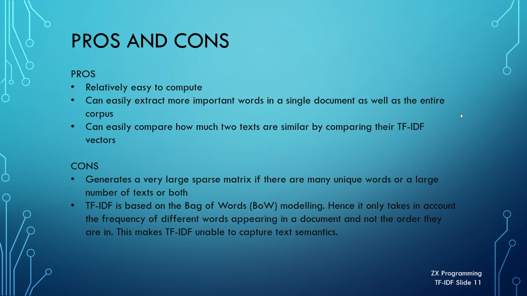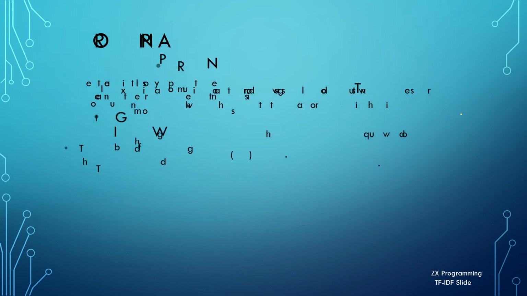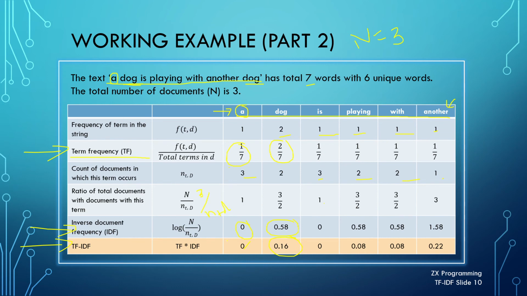Now we go to the pros and cons. The pros of TF-IDF include that it is relatively easy to compute. As we can see, we can easily compute TF-IDF for any document. The most important feature of TF-IDF is that it can easily extract important words. As we have seen in our previous implementation, the unimportant words such as a and is had a very low TF-IDF value, which was 0 here. So they were automatically eliminated. So if we had to identify which words were the most important, we can basically sort this by their TF-IDF values and get the most important word, which in this case would be another.